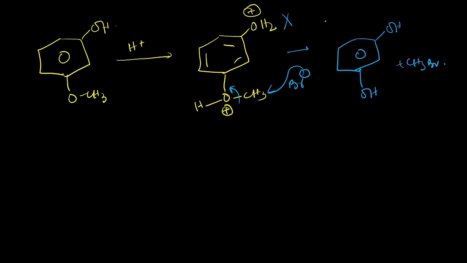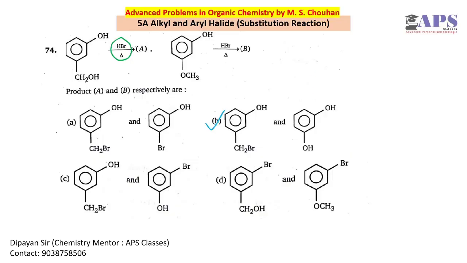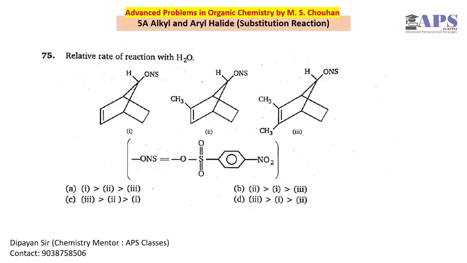So if we closely look at the molecule, option B will be the correct option. Okay. The next question is question number 75. This is a very interesting question. We can see that OTs is a very good leaving group, because this negative charge is resonance stabilized as long as the vacant d orbital of sulfur is present. So this is a very good leaving group.